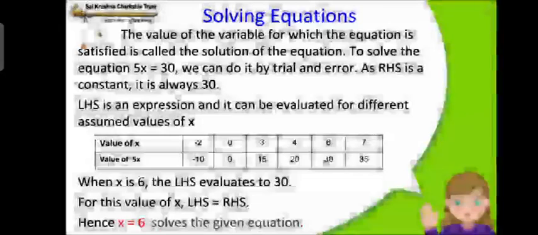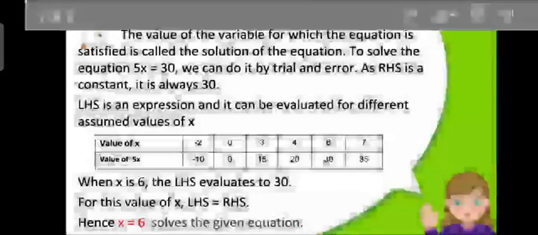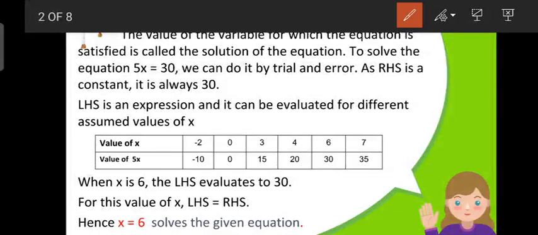Okay, so the value of the variable for which the equation is satisfied is called the solution, which means when you find out the value of a variable. See, in this example, 5x is equal to 30. So when you know the answer for x, that is called the solution of the equation. Okay, so to solve the equation 5x equals 30, we can do it by the trial and error method.